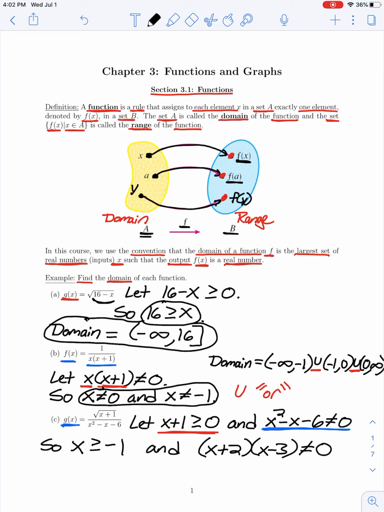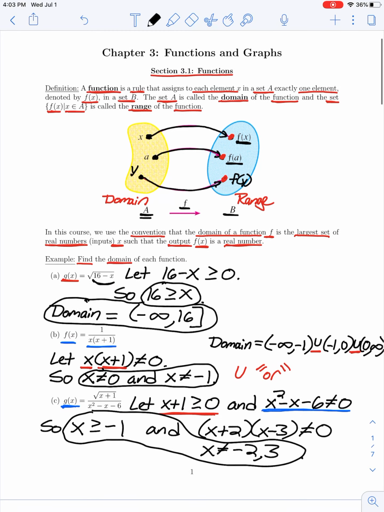So now we have x must be greater than or equal to negative 1. And in order for this product to be not equal to 0, neither factor can equal 0. So x could not equal -2 or 3. So we could write our answer in this way. We need x to be greater than or equal to -1 and not equal to -2 or 3.